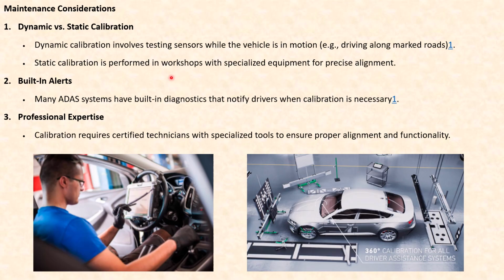Now, what are the various maintenance considerations? The most important consideration is dynamic versus static calibration. Dynamic calibration involves testing sensors while the vehicle is in motion, and static calibration is performed in workshops with specialized equipment for precise alignment. Understand this sentence very carefully. Static calibration is performed in workshops, and this is a very important word. Static calibration is always performed in an authorized workshop with specialized equipment for precise alignment.